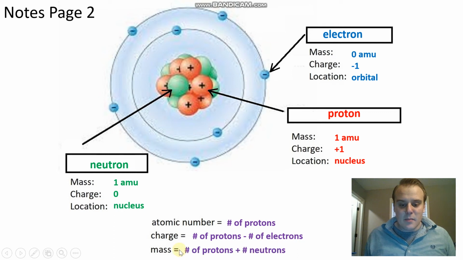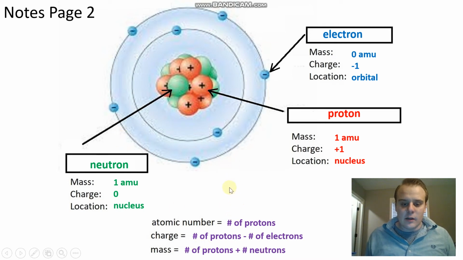And then last up is the mass. The mass is going to be the number of protons plus the number of neutrons, because those are the two types of particles with a mass, protons and neutrons. Remember that electrons don't really have a mass. We say that their mass is 0. And your mass is just your number of protons plus your number of neutrons. So we're just adding those two figures together to get the mass of the atom.